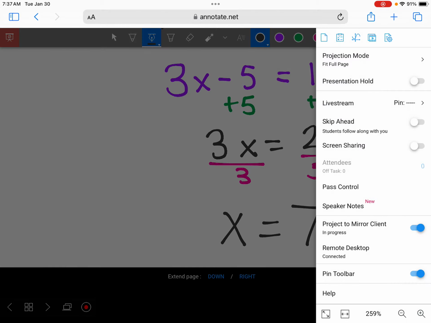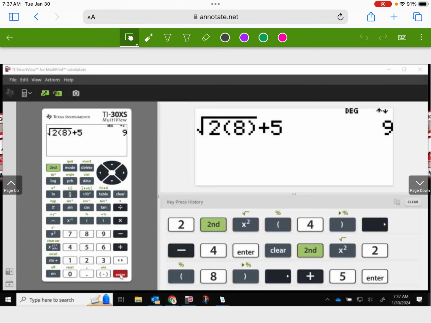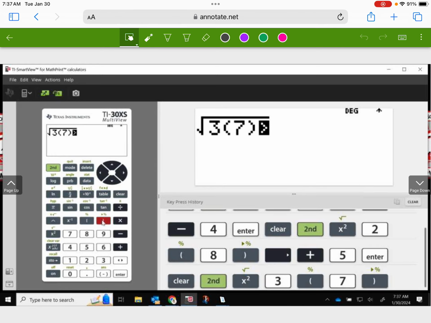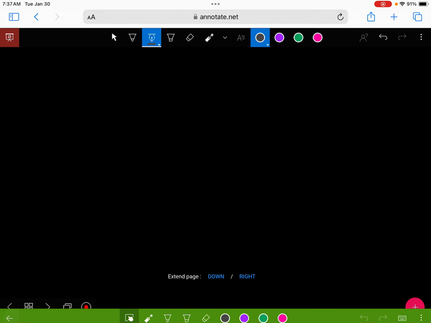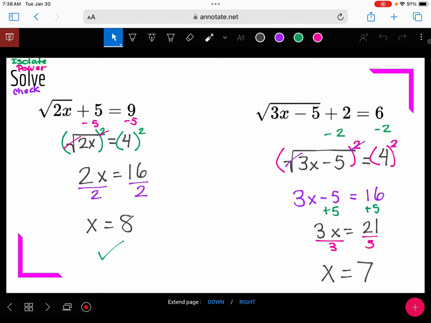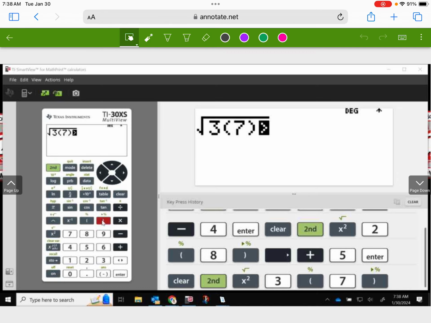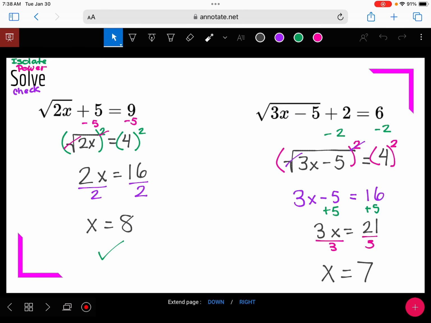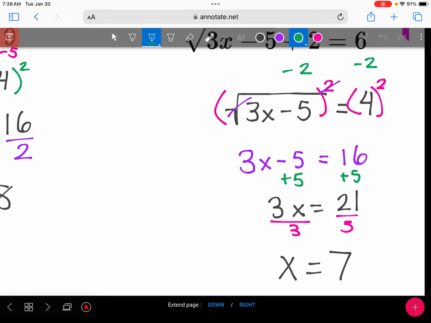And then we're going to check it. So we're going to go to our calculator, and we're going to type in the square root of 3 times 7 plus 5 or minus 5? Can you tell? Minus 5 plus 2. So we're going to check it. We still got 6, so we're good to go. That means we did it right. That's what a check is for. It's to make sure that we did it right and to make sure our answer is valid.